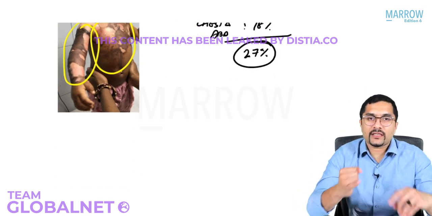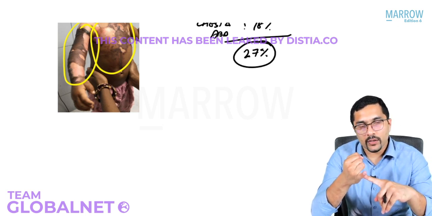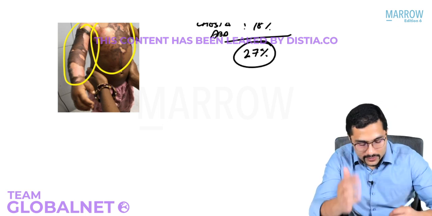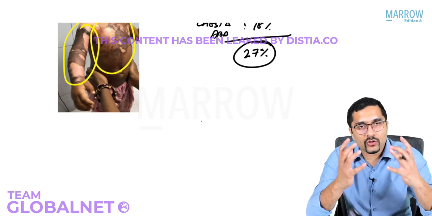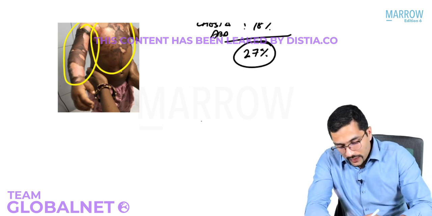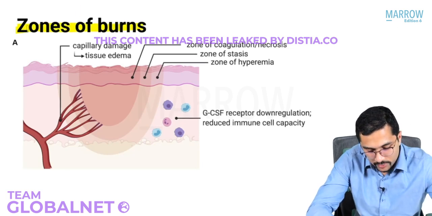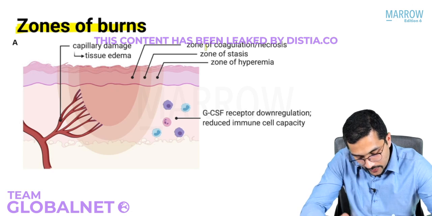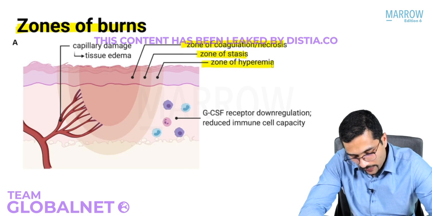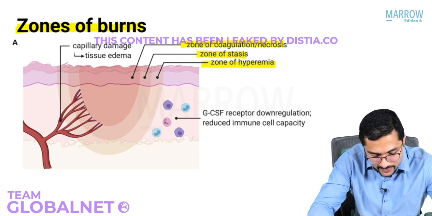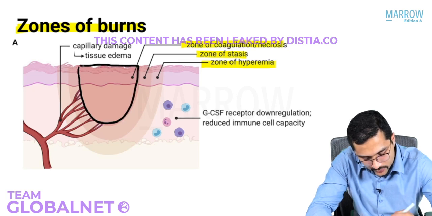So up till now, what we've discussed is how much fluid to give, and how to calculate the total body surface area burned. The third question which we need to ask is about the actual burnt area. How severe is the actual burnt area, right? So one of the classifications is the zones of burns. The zones of burns divide the burnt area into zone of coagulation or necrosis, zone of stasis, and zone of hyperemia, right?